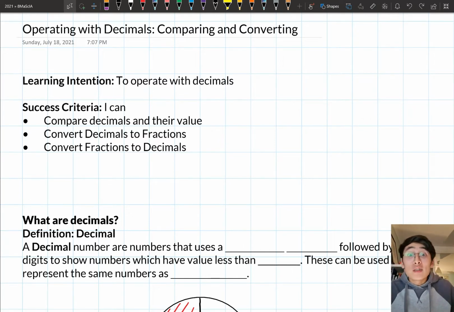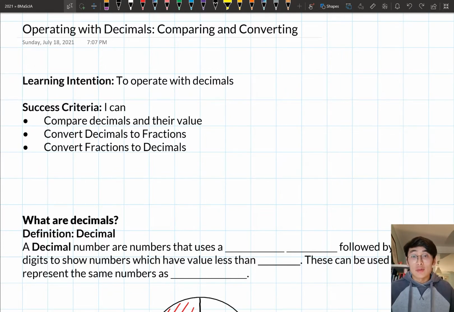In today's lesson we're continuing with our topic of fractions, decimals and percentages, and today we'll be actually starting to look at decimals and working with decimals. So what we want to do today is to begin operating with decimals. Three things we want to be able to do by the end of today's lesson: compare decimals and their values, convert decimals to fractions, and convert fractions to decimals. So that's the aim of today's lesson.